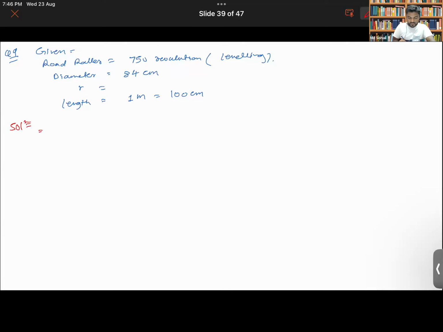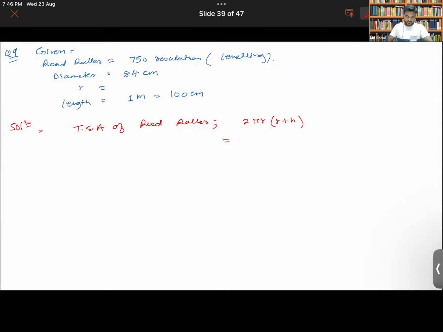Solution is total surface area of road roller. What is the formula going to be, Arhan? Yes, sir. What is the formula? That is the formula, no? Sir, 2 pi r x.